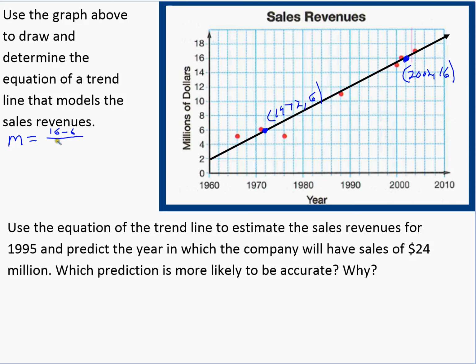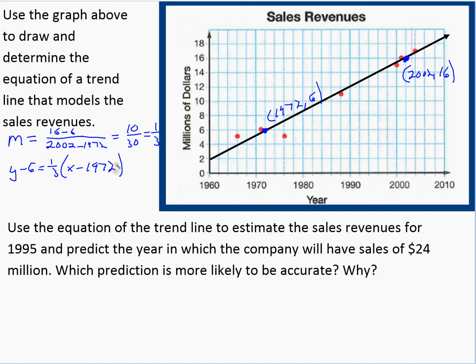That is 30. Well, let's write it out. So 2002 minus 1972. And so we have 10 over 30. If you do that subtraction, which is 1/3. So our slope is 1/3, and now we can use point slope form along with one of those points. Let's use this one. So y minus 6 equals the slope, which is 1/3, and then x minus x sub 1, which was 1972.